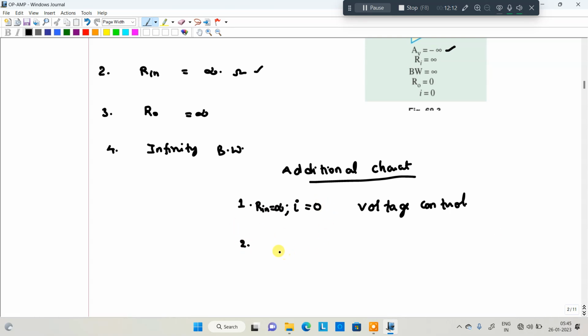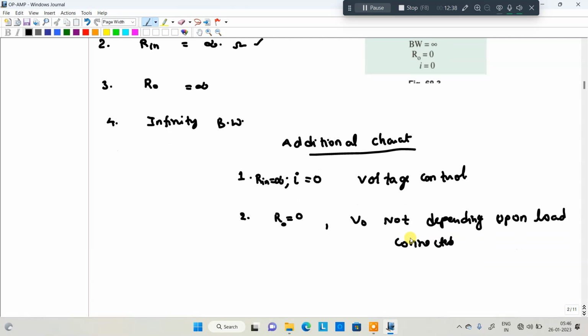Next one, if R0 is equal to 0, that means V0 does not depend upon the load connected, because it offers very low resistance at the output, regardless of the load connected.